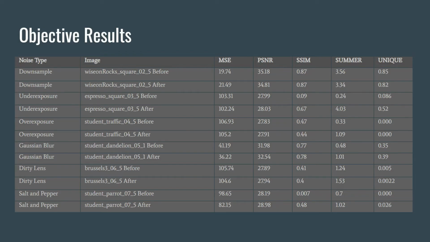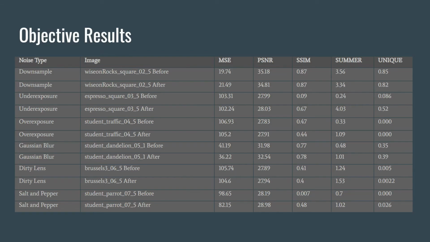While underexposure saw barely any change in MSE and PSNR, huge gains were seen in SSIM, Sumer, and Unique measures. This is likely because these take into account structural changes. For overexposure, huge gains were only seen in the Sumer measure. This reflects Sumer's specialty in measuring perceived quality.